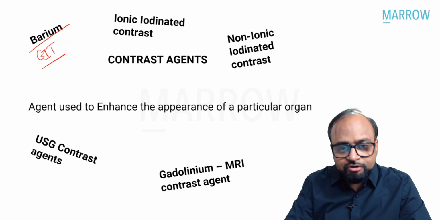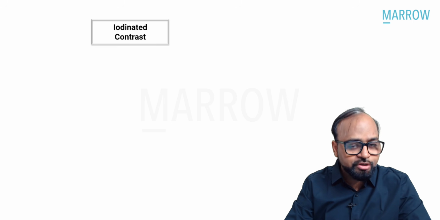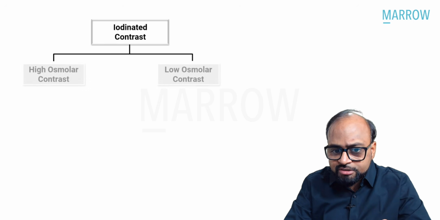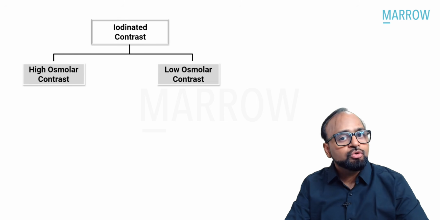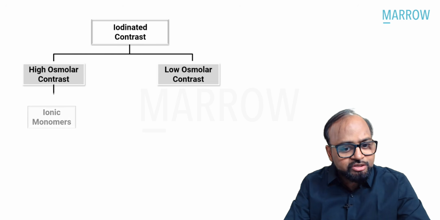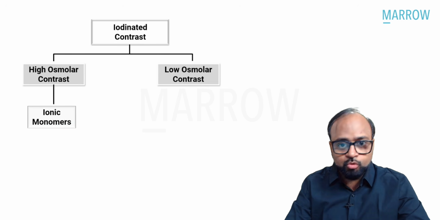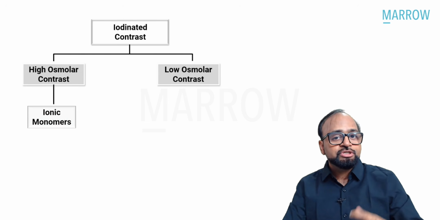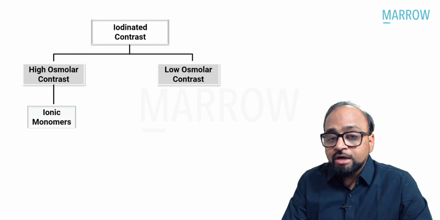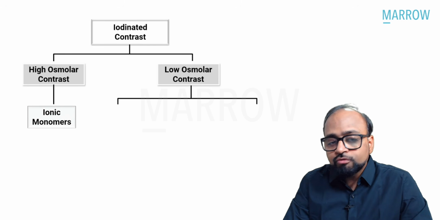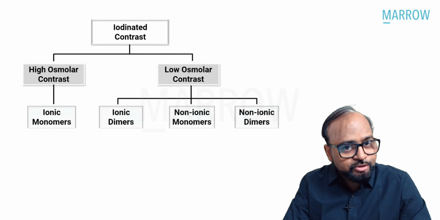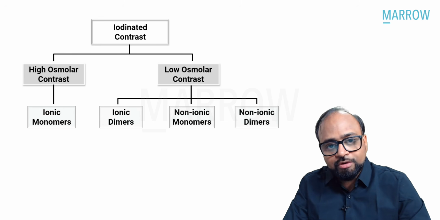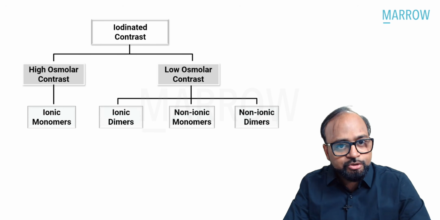So let us quickly first discuss these iodinated contrasts. Iodinated contrasts can be classified as high osmolar and low osmolar. Under high osmolar, there is one subtype which is called ionic monomers. Just look at these two words, ionic and monomers; we are going to do a permutation and combination of these terms. Under low osmolar contrasts, you'll find three subtypes: ionic dimers. Now switch to non-ionic: you have non-ionic monomers and non-ionic dimers.